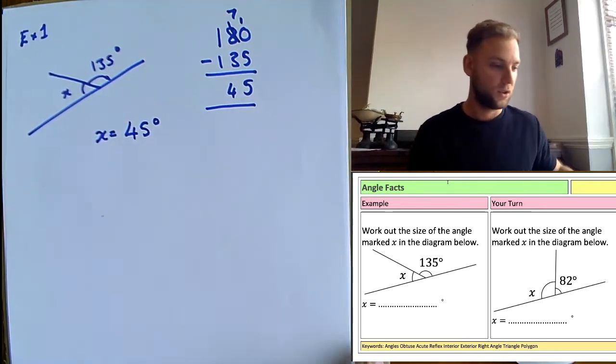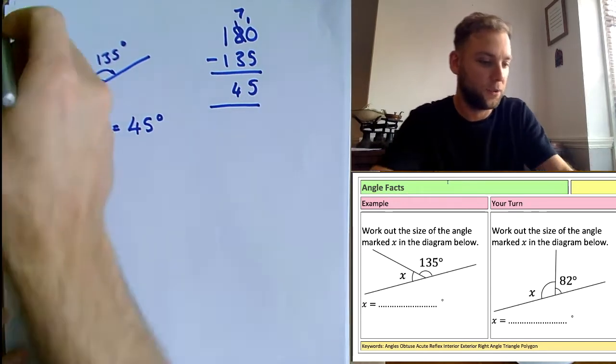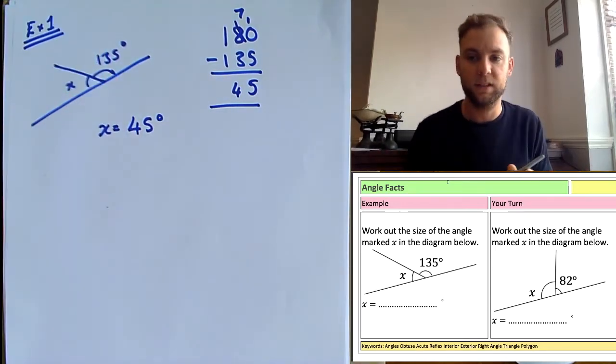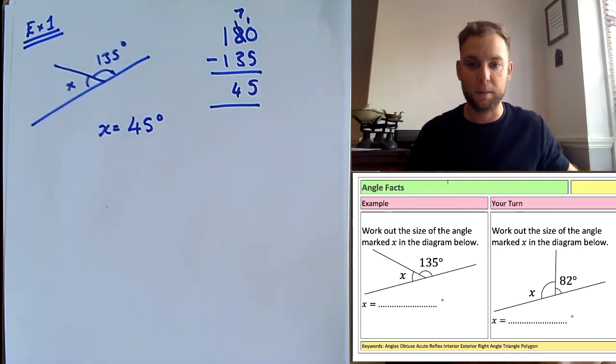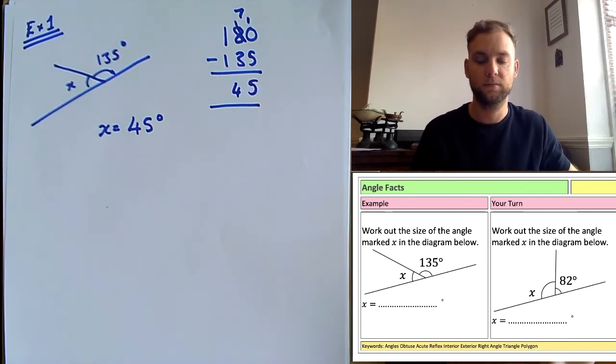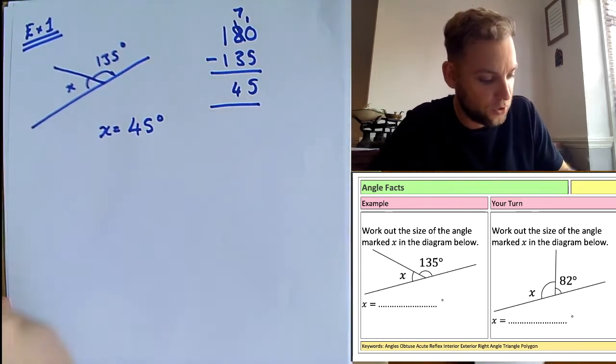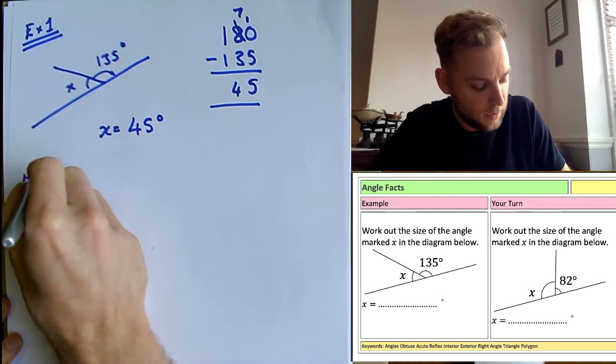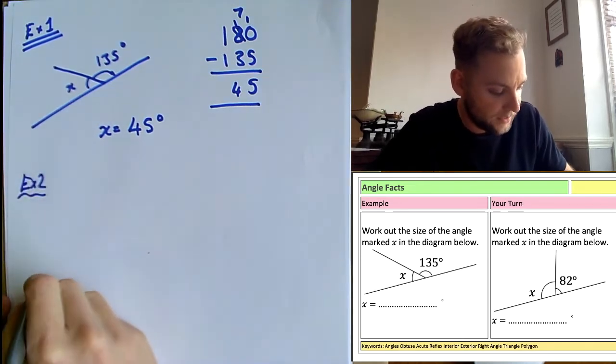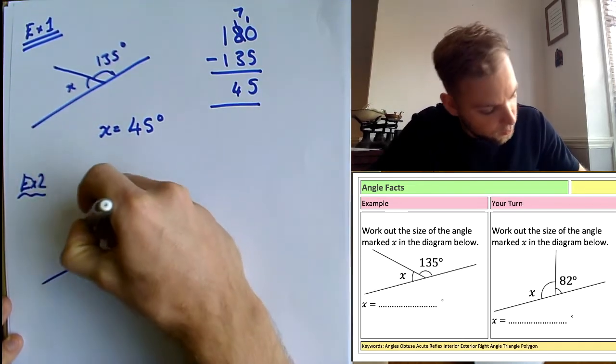Brilliant. So let's have a go at our next example. You might want to pause and have a go at this one yourself. I think it should be pretty easy. So maybe pause now and have a go at that one yourself. Okay, I will go through it anyway. So this is example 2. You might already have an example of this in your book, so don't worry too much about this one.